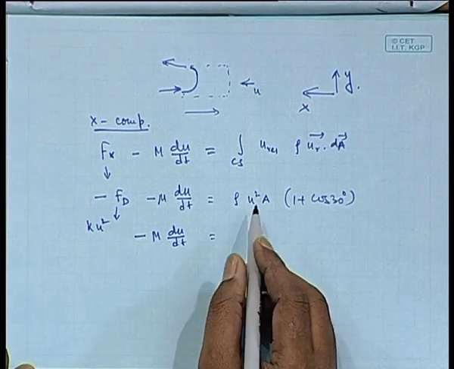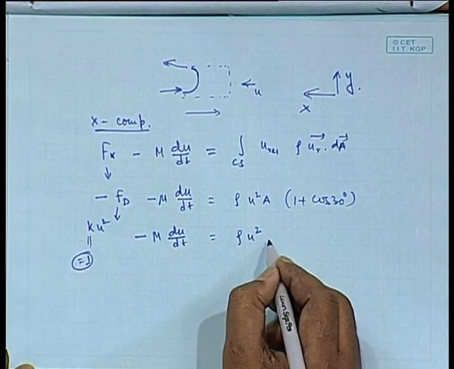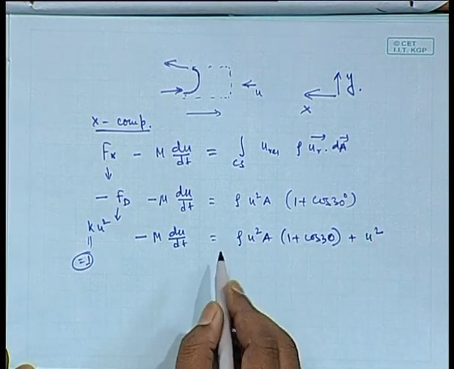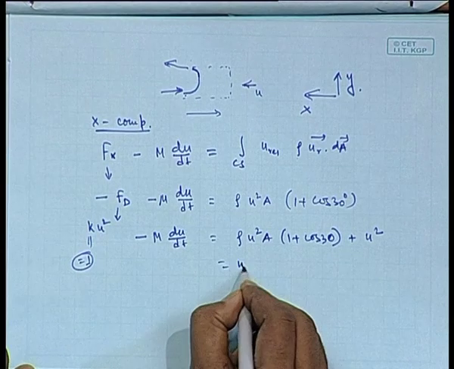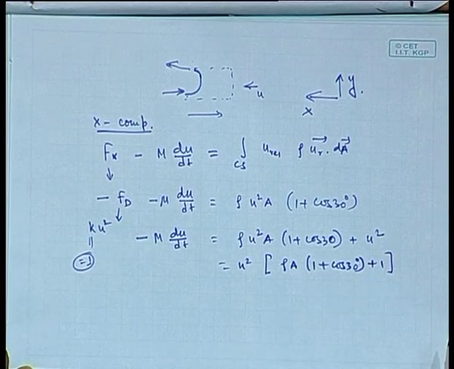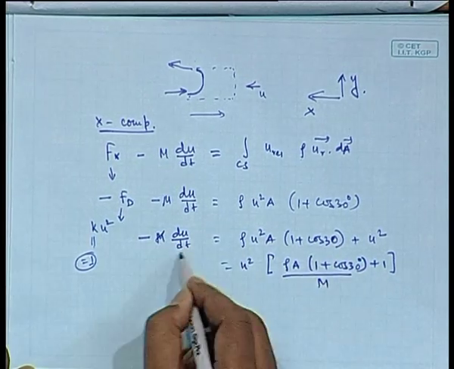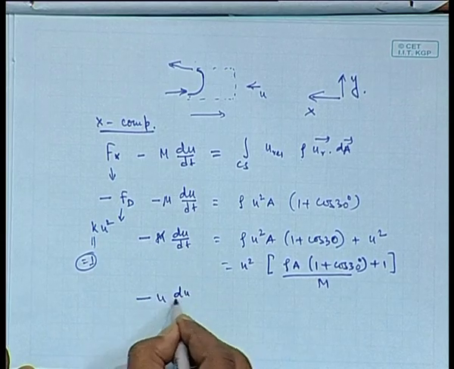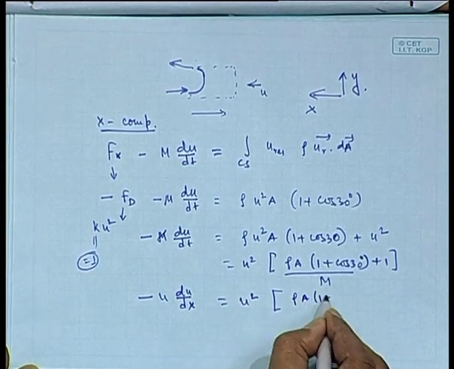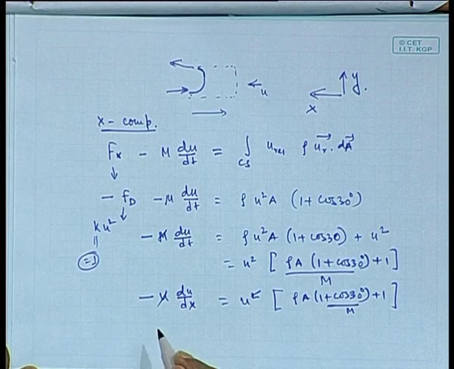So, it becomes k rho u square A 1 plus cosine 30 plus u square, where k is equal to 1 as given in the problem. Right, so u square, rho A, 1 plus cos 30, plus 1. Okay, this can be brought into the denominator. Now, du dt, the acceleration, can be replaced by u du dx because the distance is given. So u square, rho A, 1 plus cosine 30 plus 1 over m, and one u will be cancelling out.